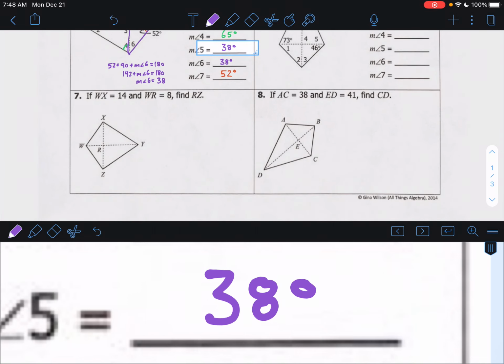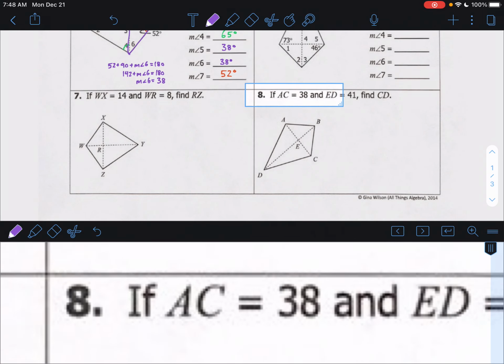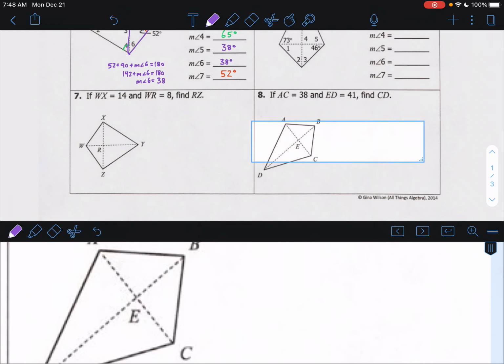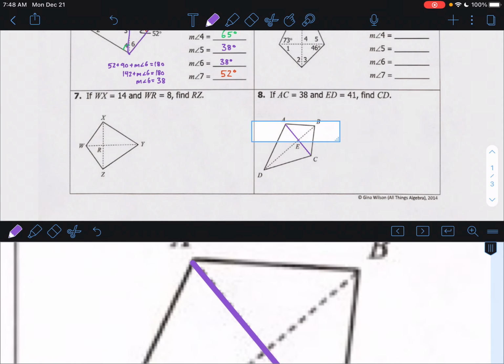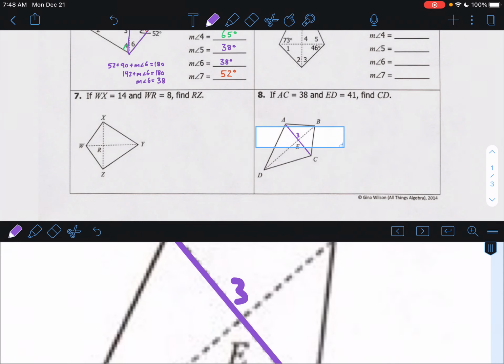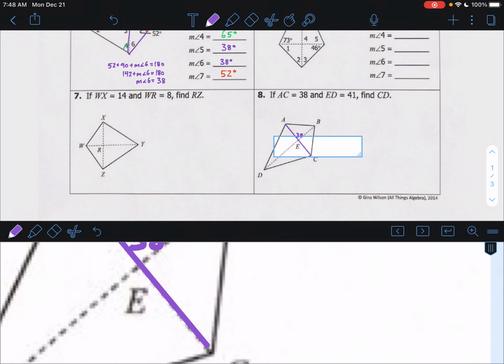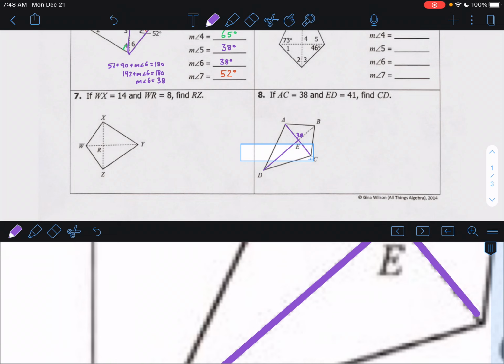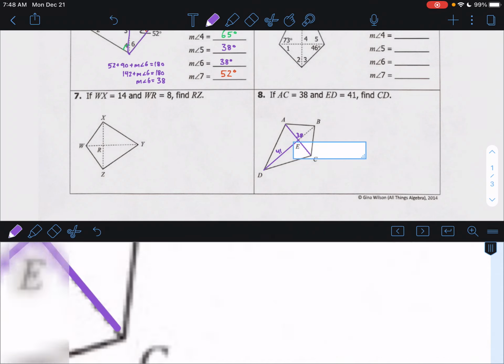Let's see, another one that I want to do together is going to be number 8. So number 8 tells me that AC is 38. So here's AC, and the entire length of that is 38. And ED, which is just this part, is 41. And I want to find CD.